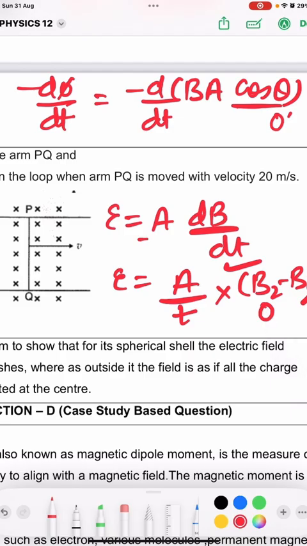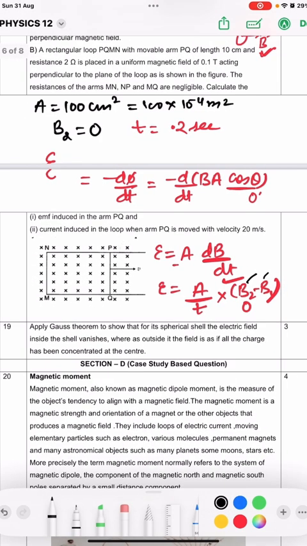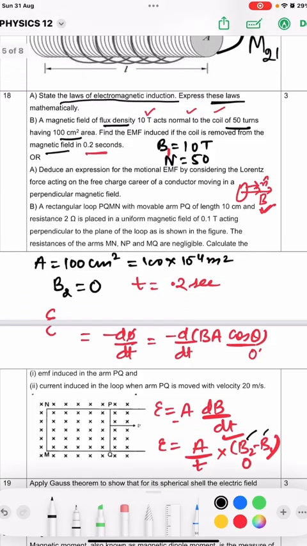Area you can put in meter square, timings were already given, and dB can be written as B2 minus B1, and final magnetic field was 0. Field is reduced to 0 or it was removed from field. Both means that final magnetic field is 0 and initial was given, so you can put the numbers and calculate. So this was your question number 18.